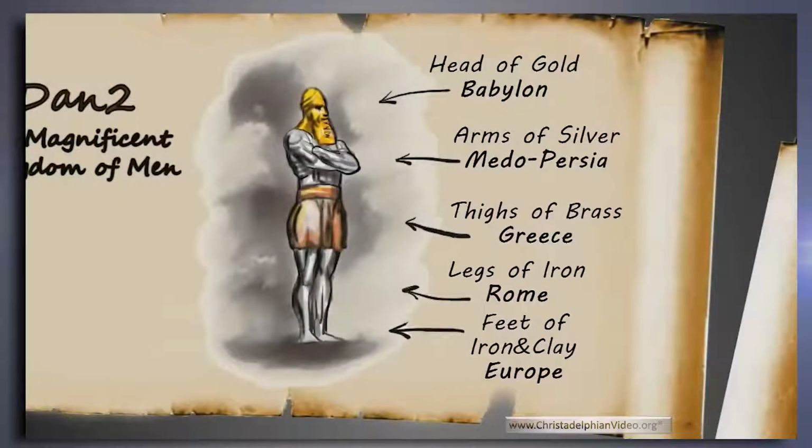The head of gold is a symbol of Babylon. And you know all the story. They used gold as a currency. The Medo-Persians, two kingdoms sort of side by side, therefore two arms, were represented by the silver, and you know that because silver was one of the key currencies that they used. The legs and the thighs and belly were of brass, which is a symbol of Greece.